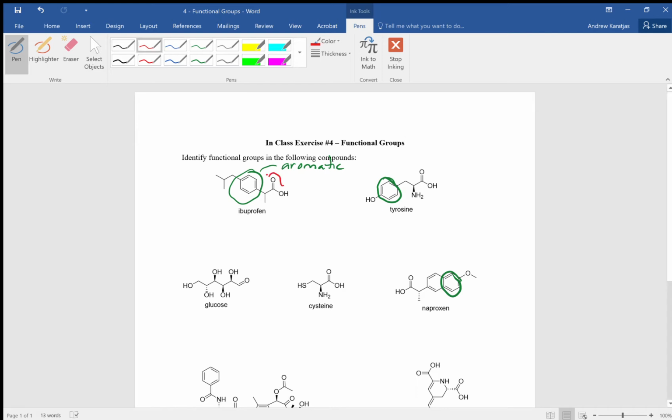Alright, over here in ibuprofen, we have a carbonyl bonded to an OH group. We know that's a carboxylic acid. We also find one here in tyrosine and one in cysteine. Tyrosine here has an R bonded to an NH2 group. That's an amine. There's also an amine in cysteine. And let's go back and get the carboxylic acid that we skipped in naproxen.